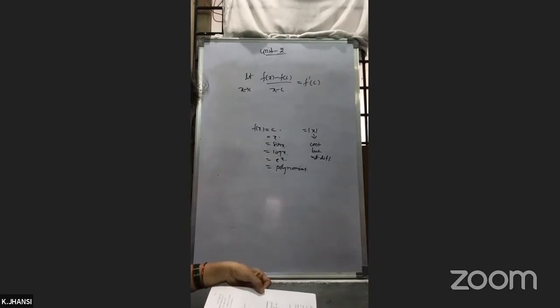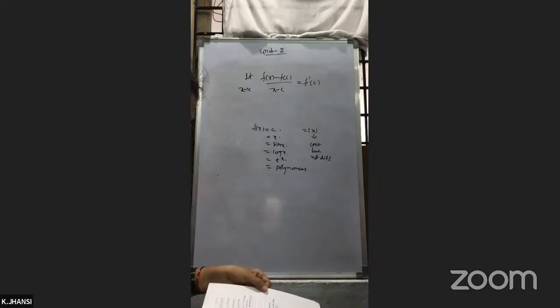The definition is on page number 30, 2.2.2. The theorem is on page numbers 34 and 35, 2.2.11, 2.2.12. The theorem is this: if f is derivable at a point, then it is continuous at that point. This is the proof of the theorem.